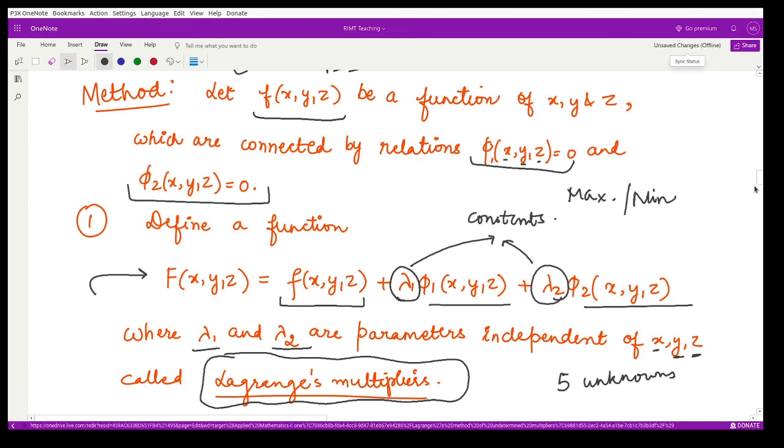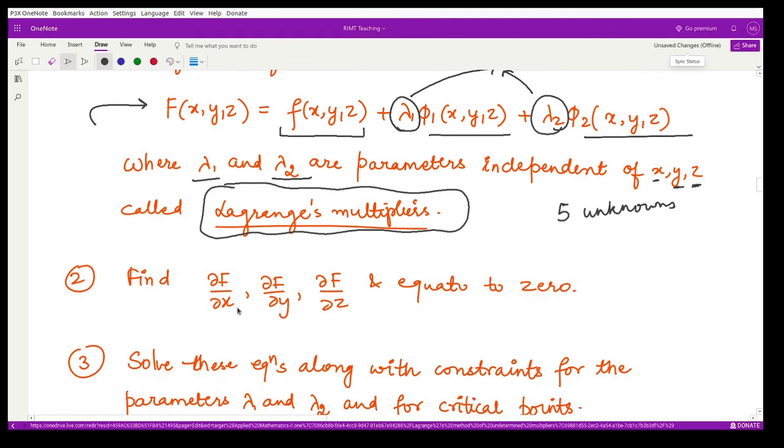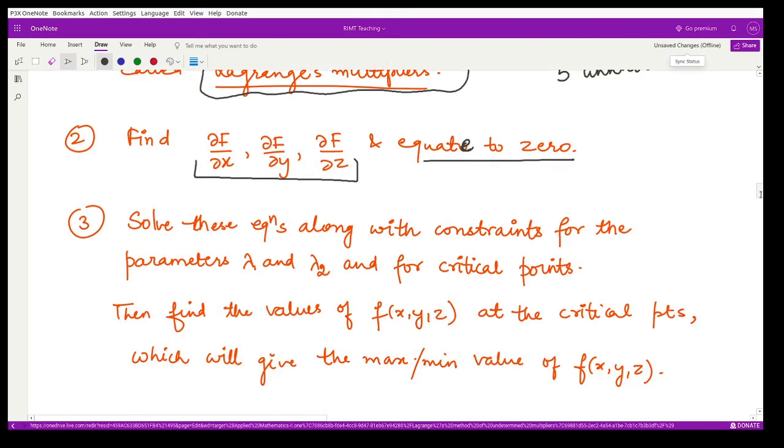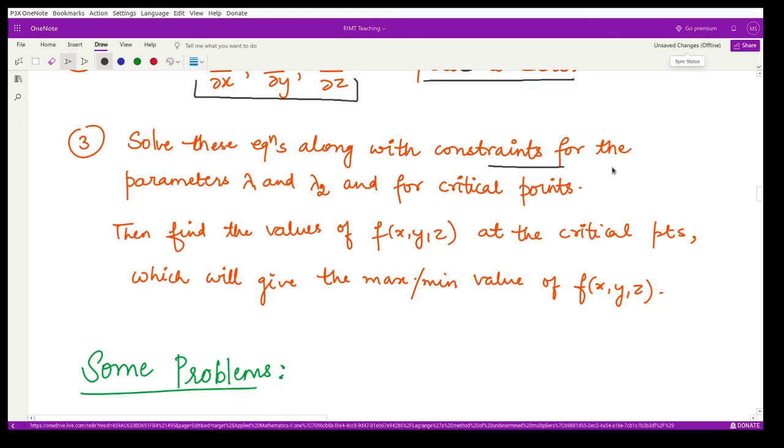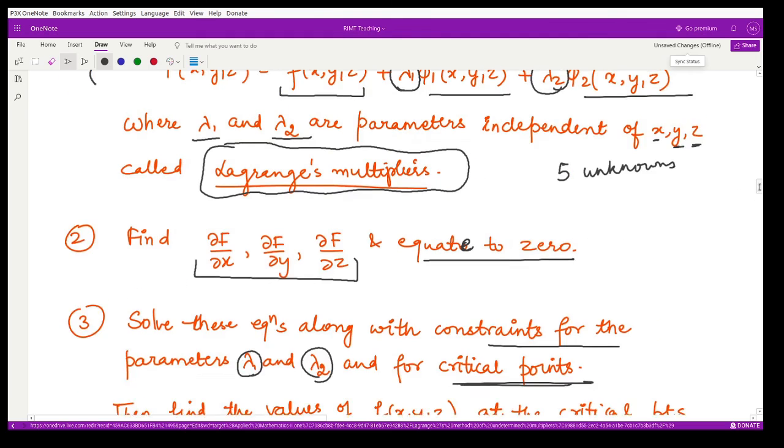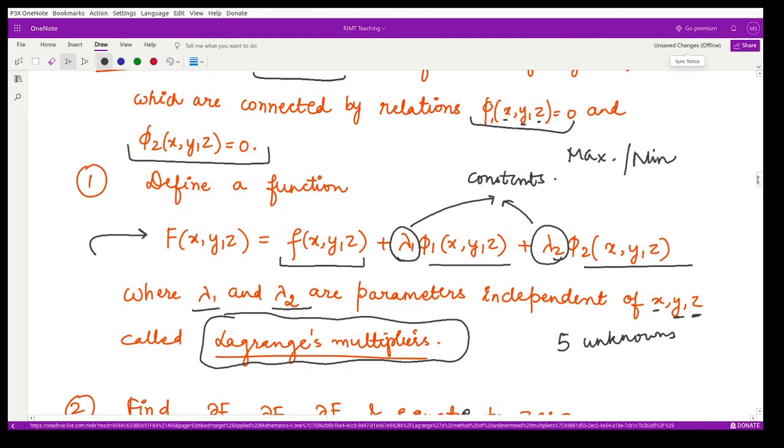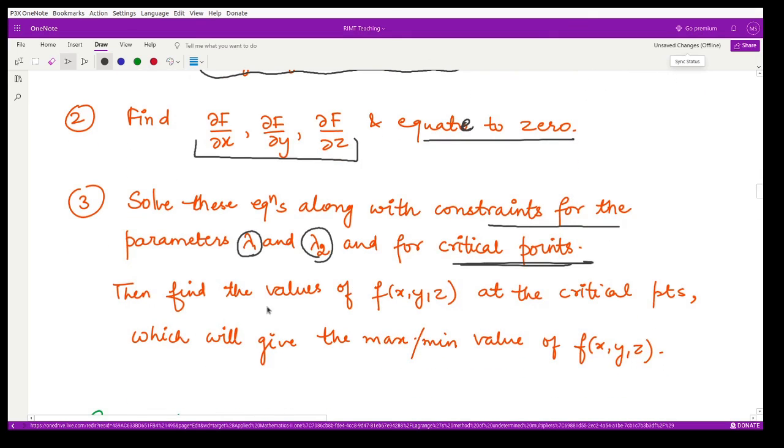So remember that. The next step would be to calculate the first order partial derivatives of this newly created capital F function and equate them to 0. And then we will solve these along with the constraints for the parameters lambda 1, lambda 2 and for the critical point. So that means we'll evaluate the values of x, y, z, lambda 1 and lambda 2 here. And then we will find the value of the function at those critical points. So that will give you the maximum or minimum value of the corresponding function.